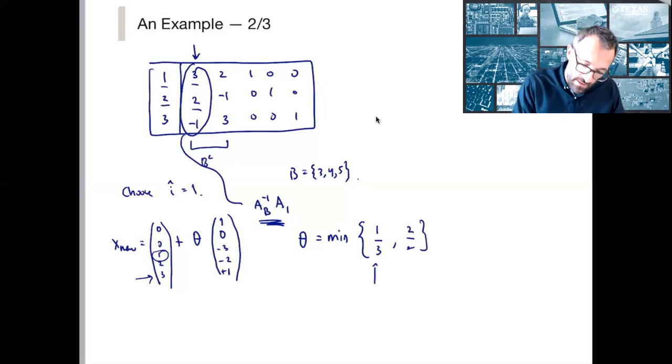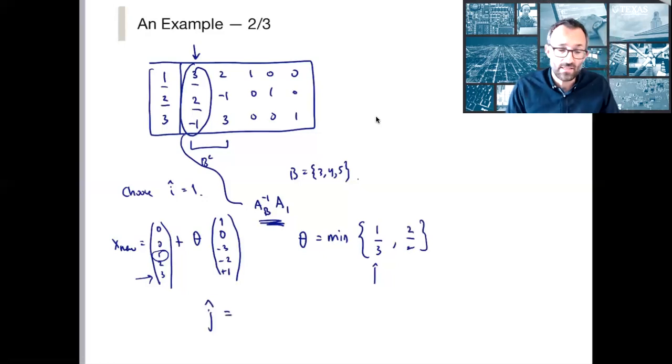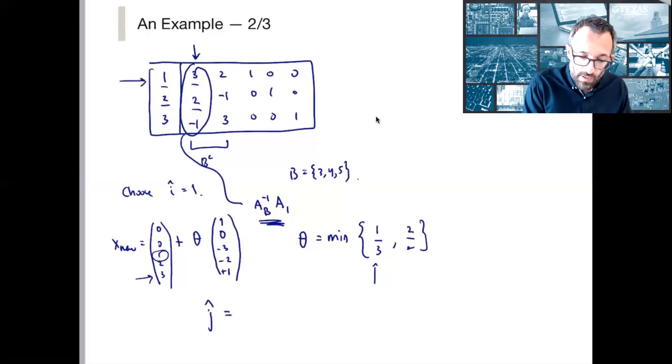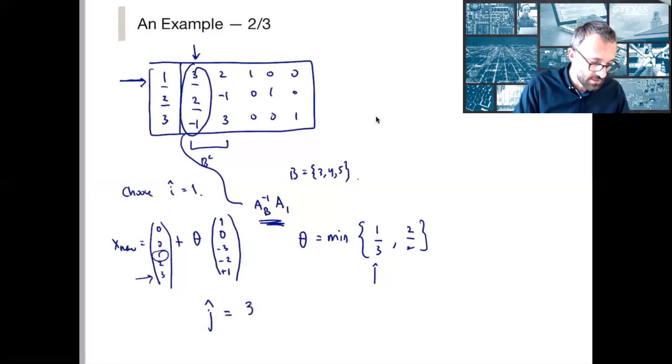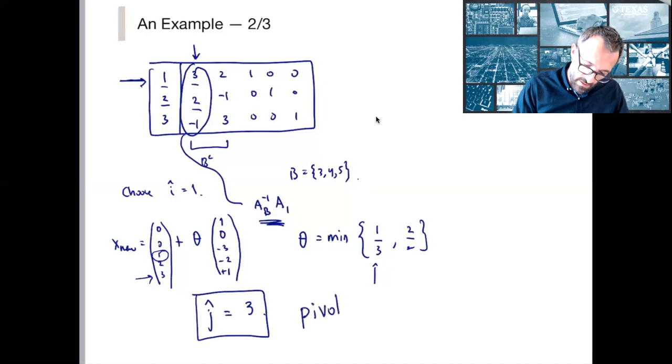So that means that j hat, the element that exits the basis, is this one. That's not element 1. Remember, this value here is the first element of the basis. That's element 3. So j hat is equal to 3. So this is called the pivot element.